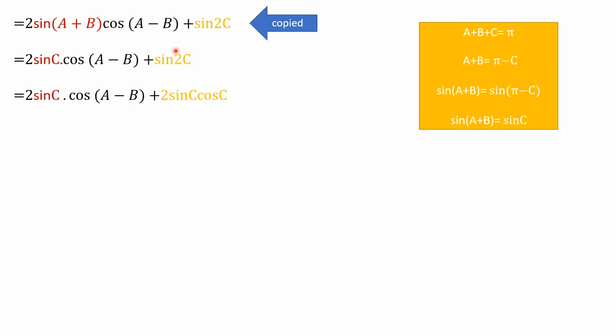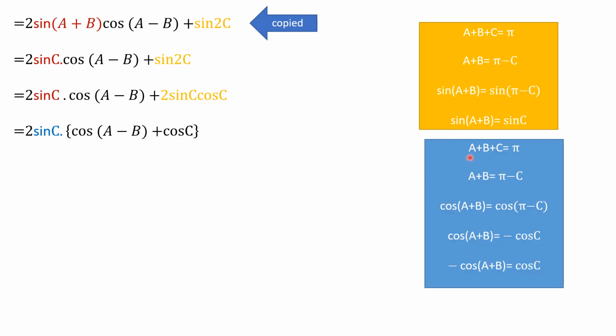Then we know sin 2C is 2 sin C into cos C. Then here is 2 sin C, here is also 2 sin C, which can be taken common. And in bracket we are left with cos(A minus B) plus cos C.